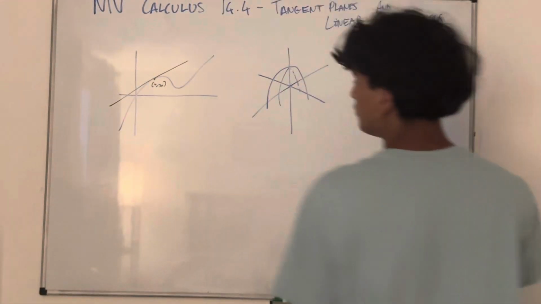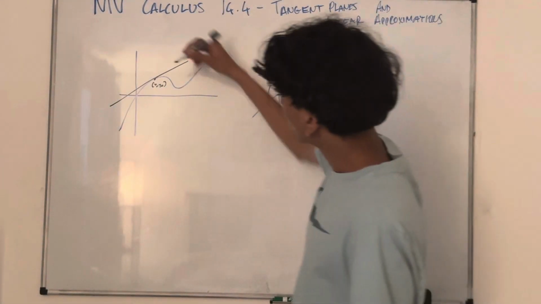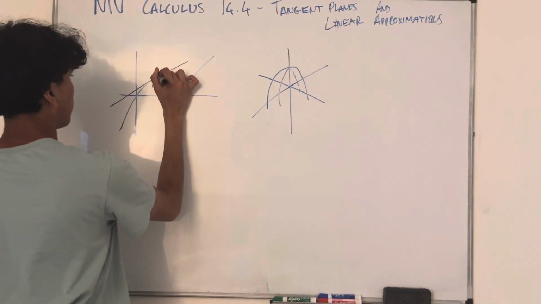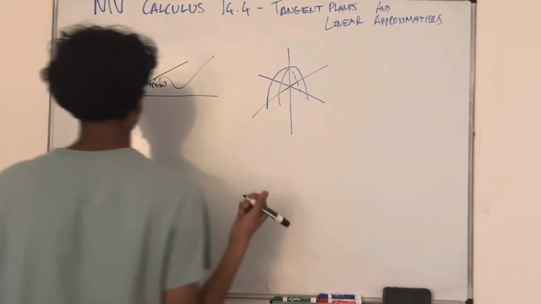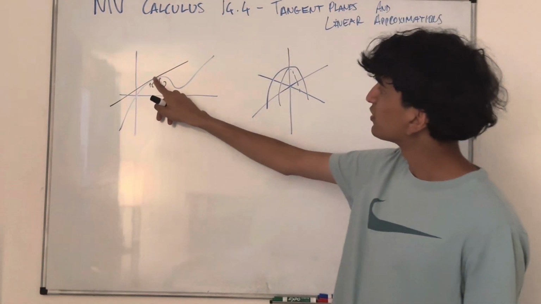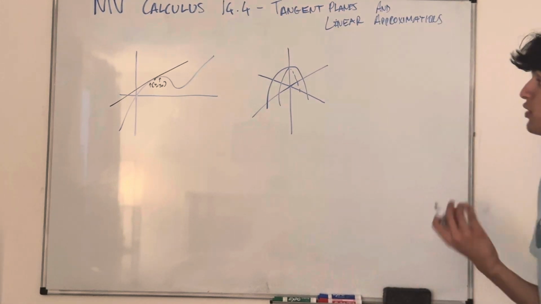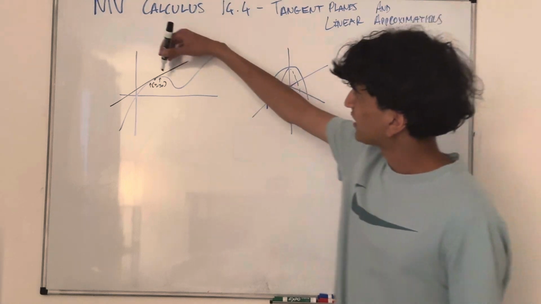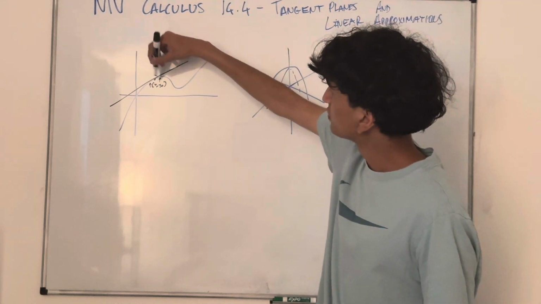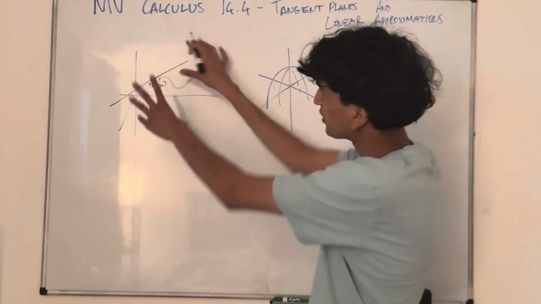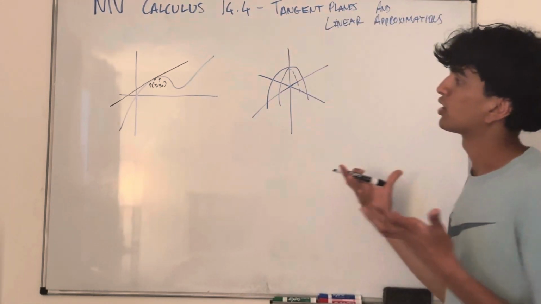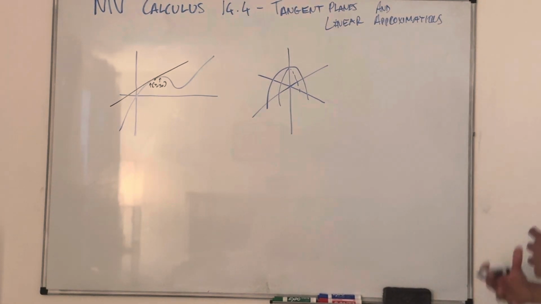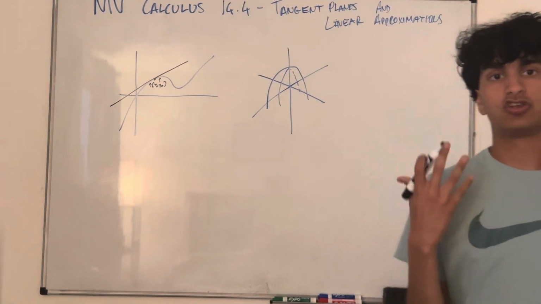And this is really helpful because you can approximate points really near x initial, y initial using the equation of a linear line, because if you zoom in real close, that function is going to look a lot like your tangent line. In the same way, we can use a tangent plane to make approximations for 3D functions.